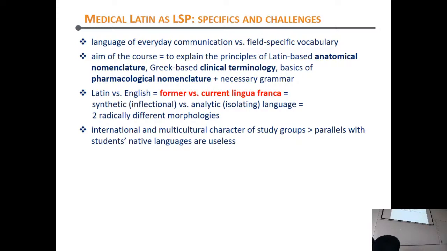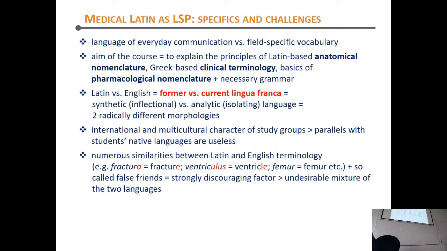So this means that the number of mental steps they have to make while processing information provided in class is really extremely high. At the same time, it is the international and multicultural character that actually prevents us from tailoring study materials according to the needs of individual students, because this would not simply work for the whole group.